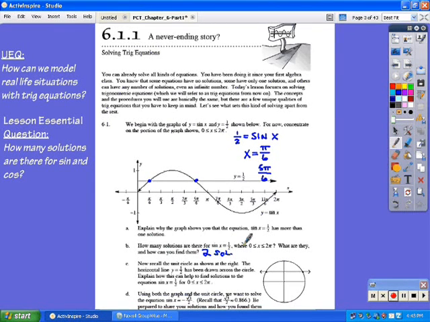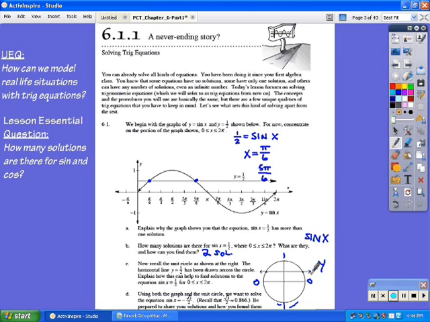Now recall the unit circle as shown at the right. The horizontal line y equals 1/2 has been drawn across the circle. Explain how this can help you find solutions to the equation sine of x equals 1/2. So this is the unit circle, which means this is 0, that's 1, that's 0, and that's -1 if I'm only talking about y values. Why would I only be talking about y values? Because I'm talking about sine of x, which is always y over r.